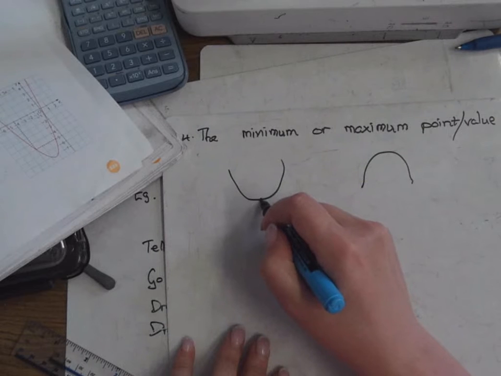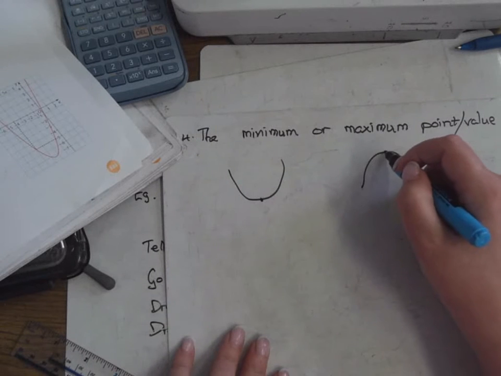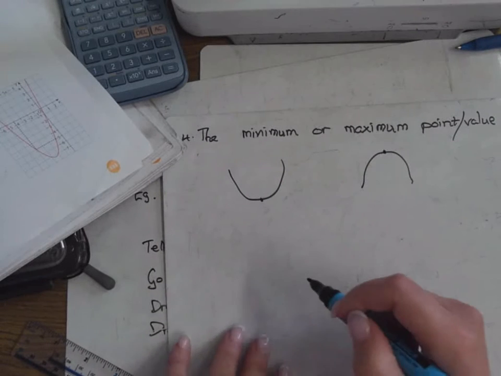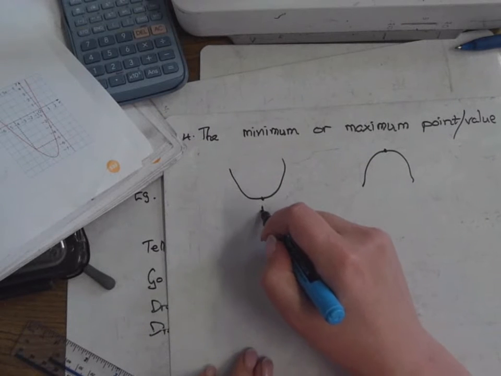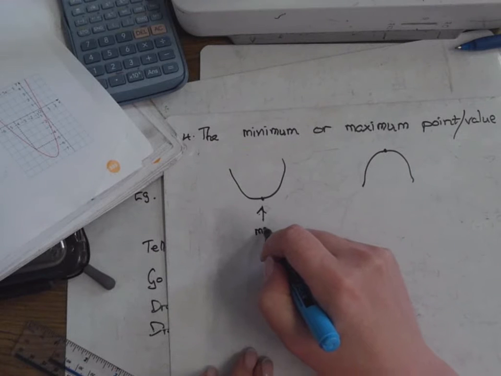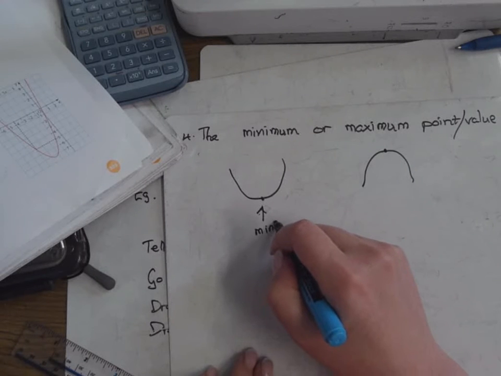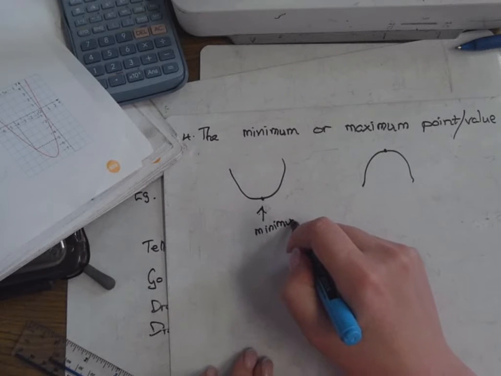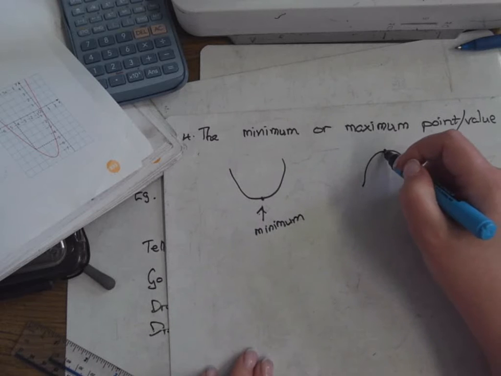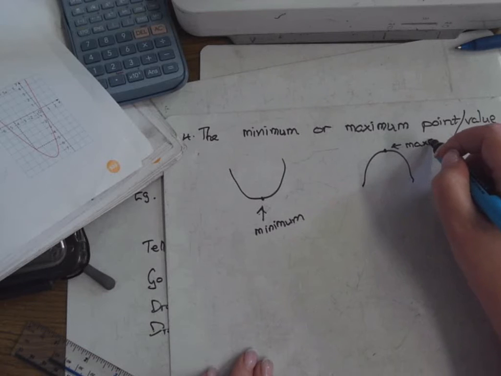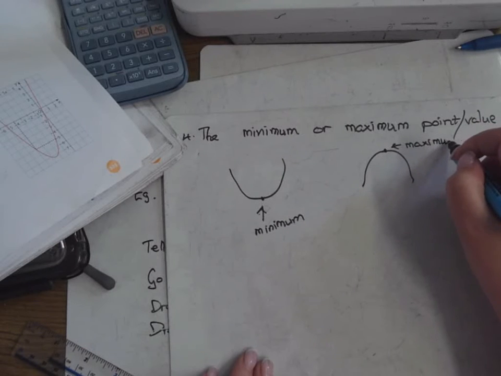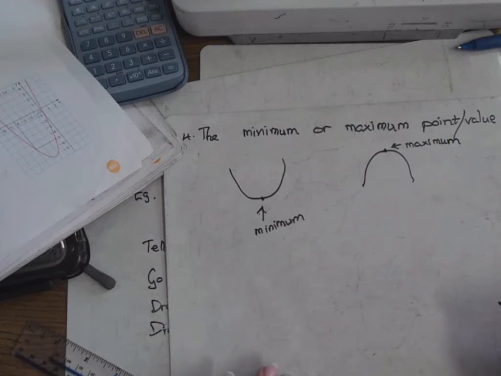Okay, this is the points I'm talking about. Which one would this be? Minimum means the smallest, doesn't it? So this would be the minimum point, wouldn't it? So they'd ask you for the minimum point if that was the shape of your graph. And if this was the shape of your graph, they'd ask you for the maximum. Is that okay? Are we good? Right.